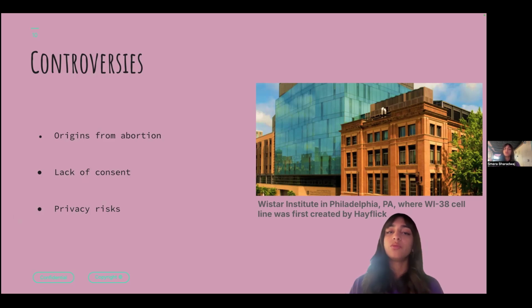With the advent of affordable genetic sequencing, human cell lines contain human DNA, and WI38 will share more than 50% of its DNA with the fetus's mother. In this light, a lot of people consider that this situation is potentially representing a privacy risk. And this image shows the Wistar Institute in Philadelphia, where the WI38 cell line was first created by Hayflick along with his colleague Paul.